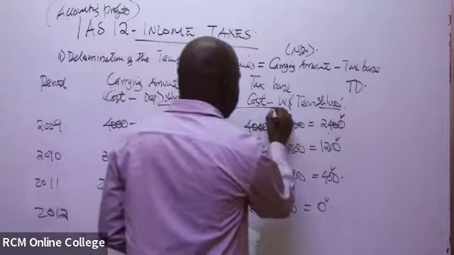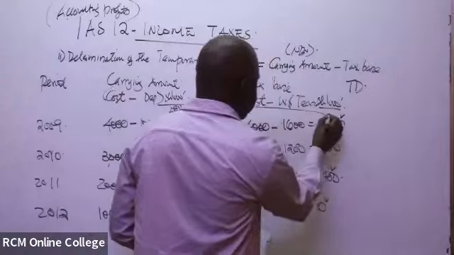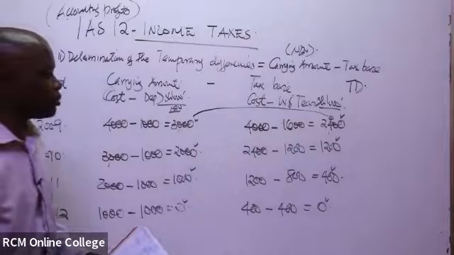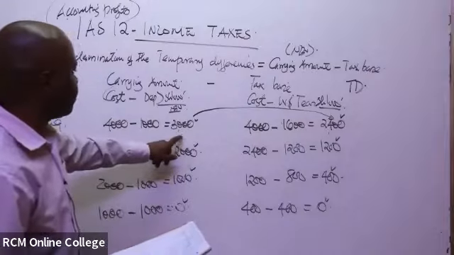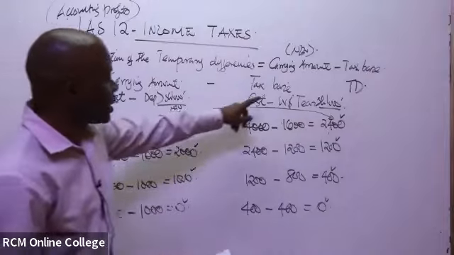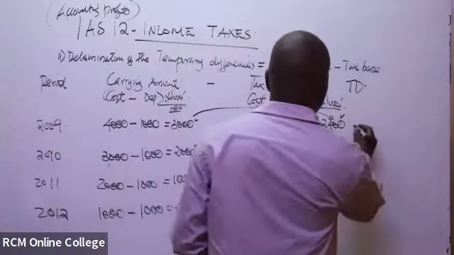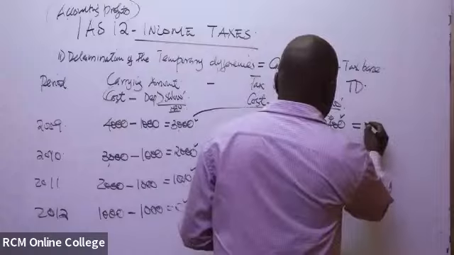Sasa kuna one of my students hapa atasahau, anaitwa Amos. Don't forget, we are now minusing. The carrying amount is this one. The tax base is this one that we've been able to determine. So you're minusing.